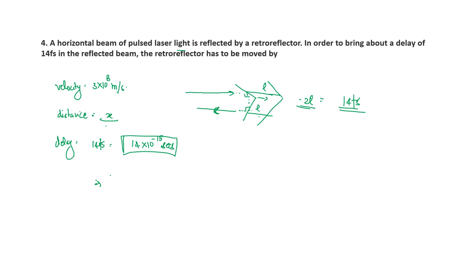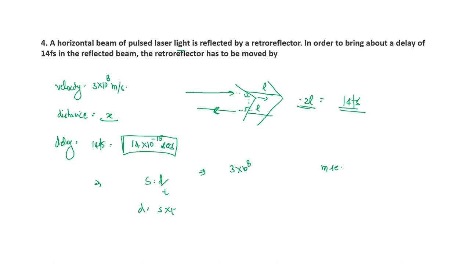Finally, you will just do half of the distance, and by that distance only, you will move the retroreflector. Okay. So speed is equal to distance upon time, and distance is equal to speed into time. Here, the velocity was 3 into 10 to the power 8, and the unit is meter second inverse.